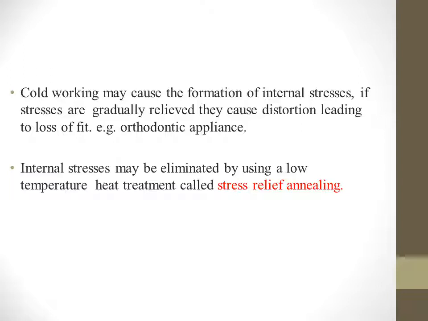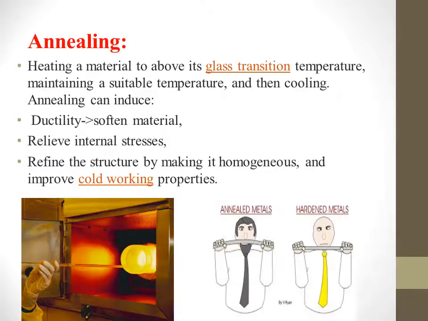Now, cold working has been seen to cause the formation of internal stresses, and if they are gradually relieved, they can cause distortion, leading to loss of fit and malocclusion in orthodontic appliances. So, they can be eliminated by using low temperature heat treatment called stress relief annealing, and we'll be talking about annealing. So, after cold working, another heat treatment or process is done, which is called annealing.